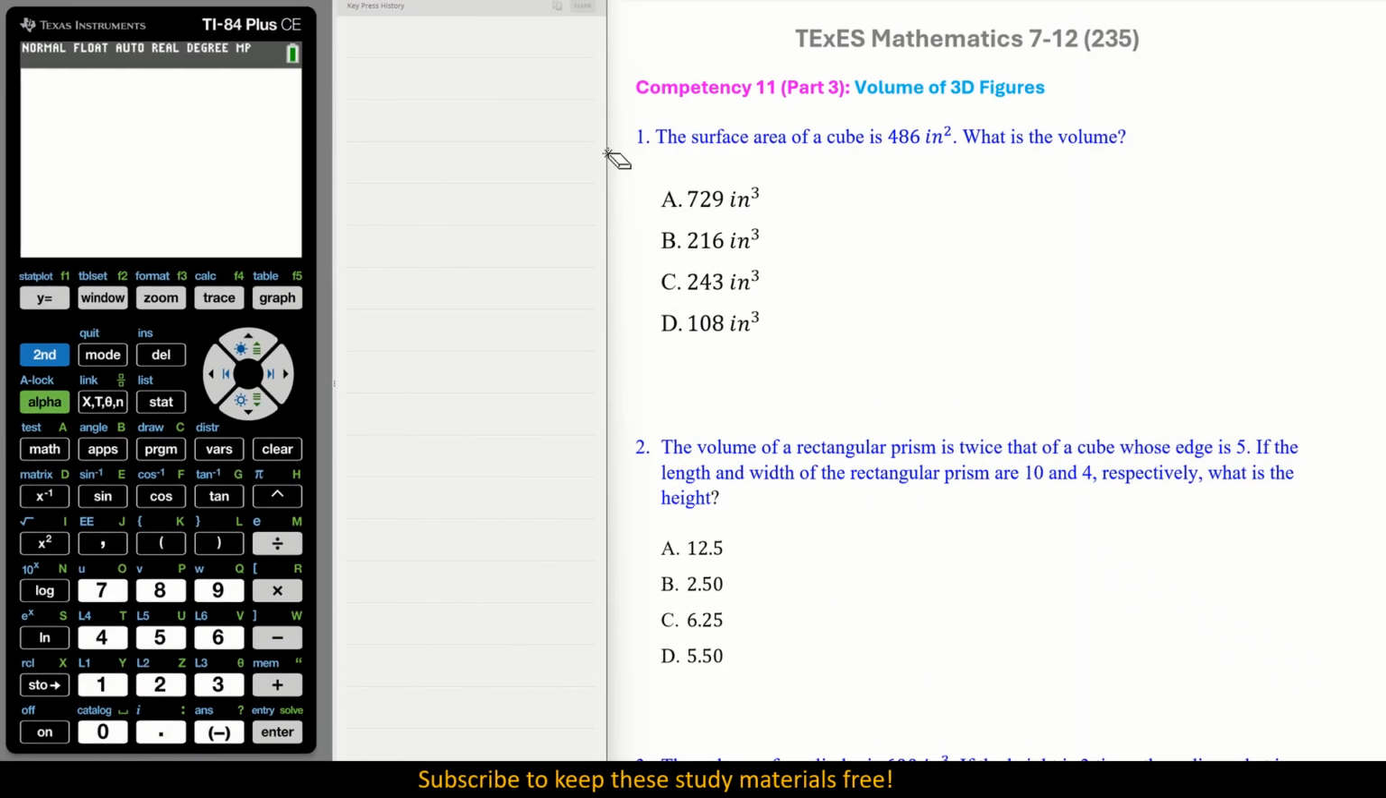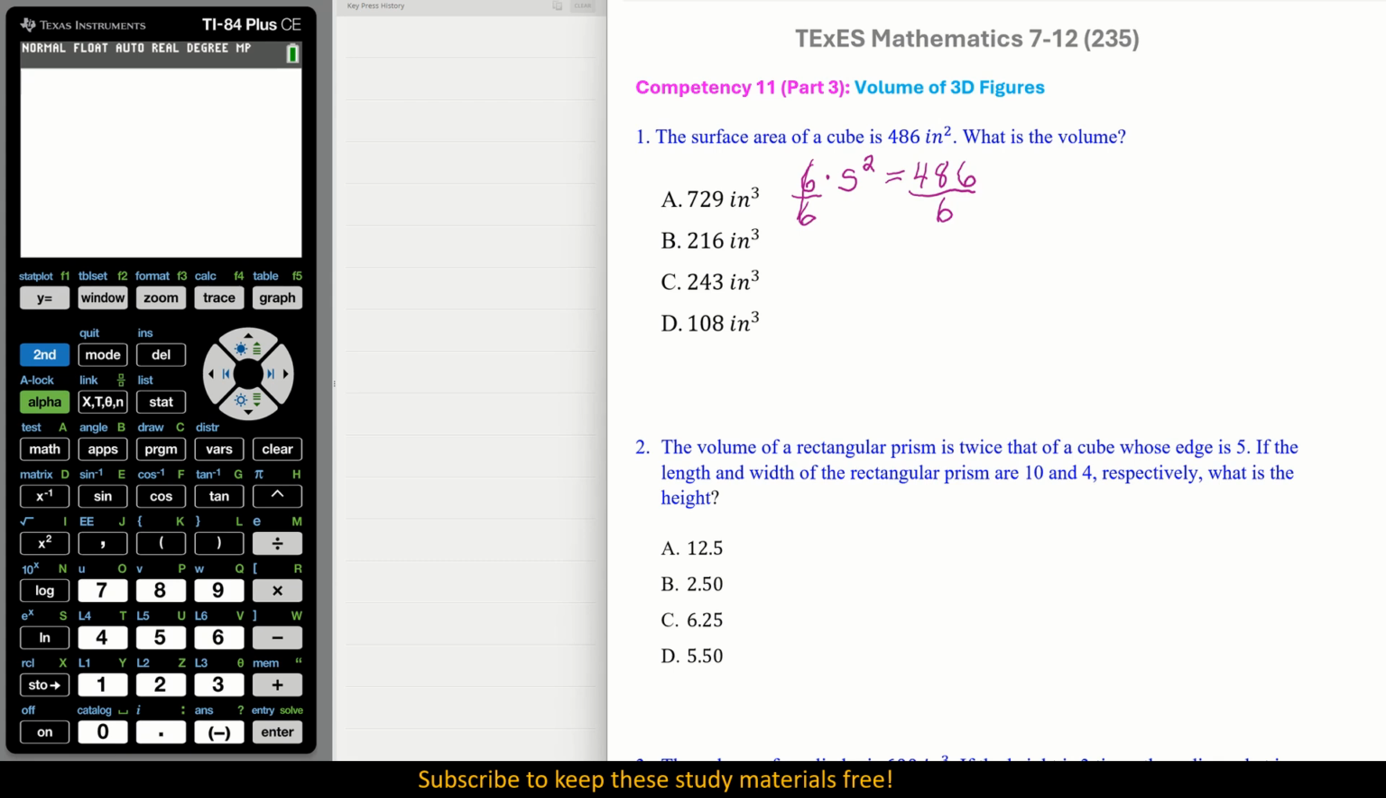Number 1, the surface area of a cube is 486 inches squared. What is the volume? Okay, we know that the surface area of any cube is the 6 faces times the sides squared. And in this case, that will equal 486. So what do we need to do? We divide both sides by 6, okay?